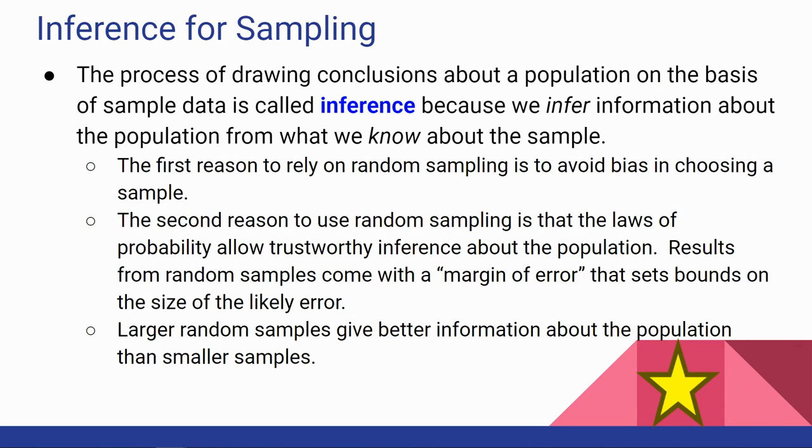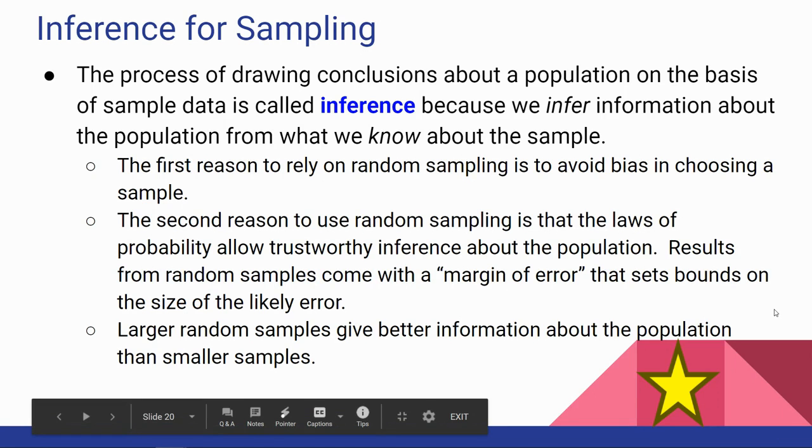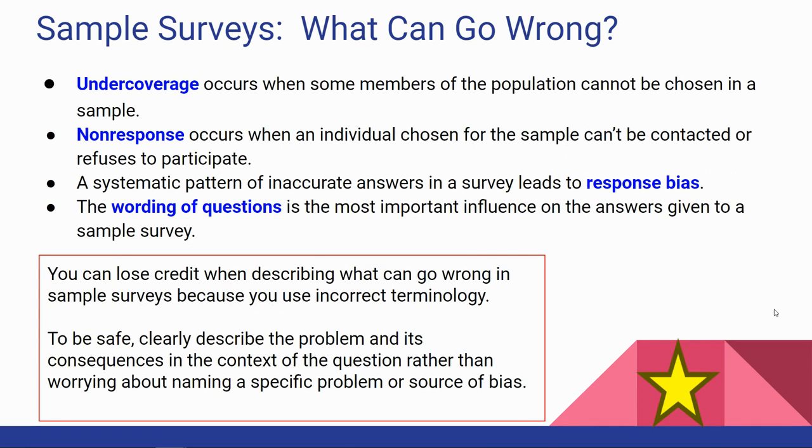So, inference for sampling. The process of drawing conclusions about a population on the basis of sample data is called inference, because we infer information about the population from what we know about the sample. The first reason to rely on random sampling is to avoid bias in choosing a sample. The second reason to use random sampling is that the laws of probability allow trustworthy inference about the population. Results from the random samples come with a margin of error that sets bounds on the size of the likely error. Larger random samples give better information about the population than smaller samples.